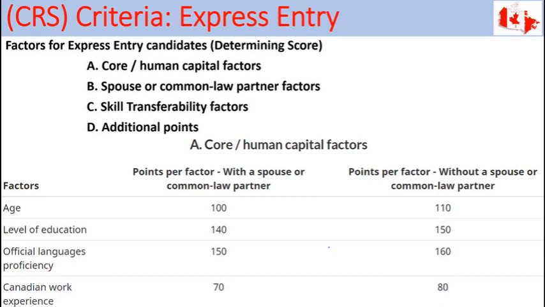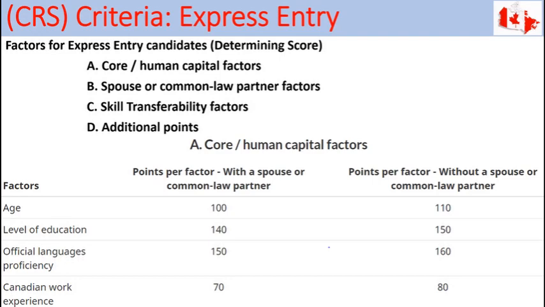Now let's get into the criteria factors for determining your individual scores. Basically the first factor is core human capital factors, then the spouse or common law partner factors, skill transferability factors, and additional points. Now let's take the example of core human capital. This is again divided into sub parts. Factors which help to determine your core capital score are age, level of education, official language proficiency, and Canadian work experience. In terms of age, if you are applying with a spouse, there's a different score, and if you are applying without a spouse, there's a different score.